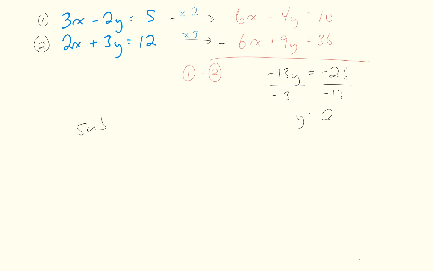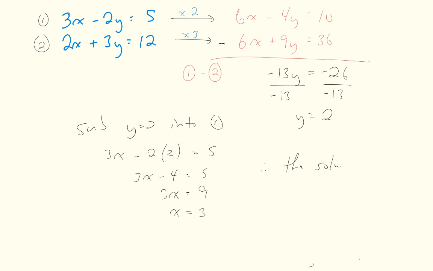Quickly sub y equals 2 into my choice, 1 or 2. Let's go with 1. 3x minus 2 sub in 2 equals 5. 3x minus 4 equals 5. That means 3x equals 9. x equals 3. Therefore, the solution is (3, 2). And there you go.